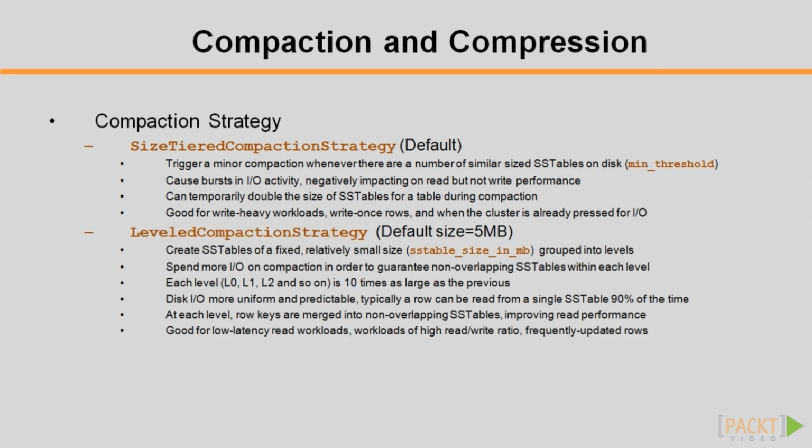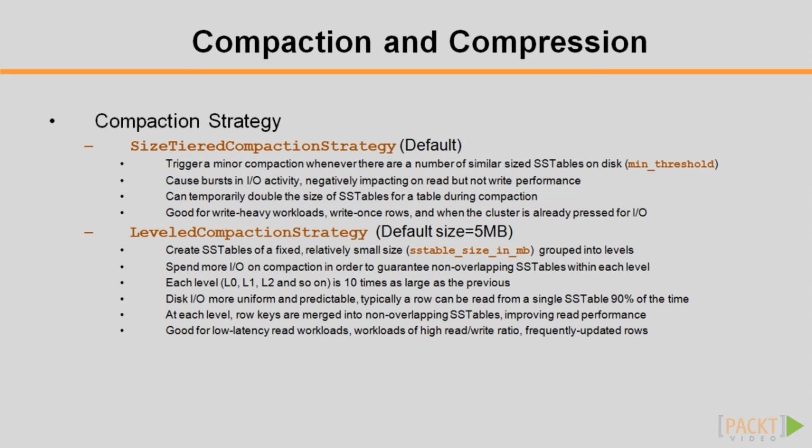Another choice is leveled compaction strategy. It creates SSTables of a fixed, relatively small size, as configured by the SSTable size in megabytes parameter, and groups the SSTables into levels. It spends more I/O on compaction in order to guarantee non-overlapping SSTables within each level. And each level is 10 times as large as the previous level. The main advantage is a more uniform and predictable disk I/O pattern.